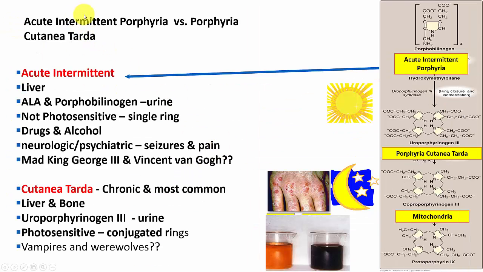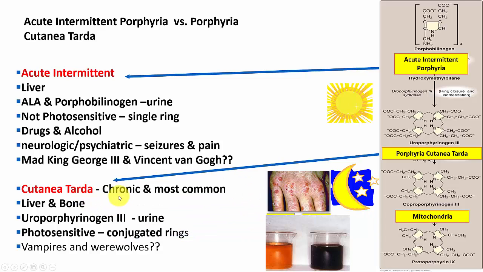So the acute intermittent porphyria versus porphyria cutanea tarda. Remember, acute intermittent is liver, ALA, and porphobilinogen in the urine, not photosensitive. They like the sun. Drugs and alcohol exacerbate it. Neurologic and psychiatric problems, seizures and pain. Remember Mad King George III and Vincent van Gogh.